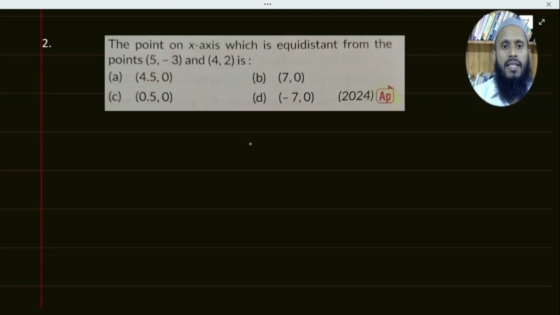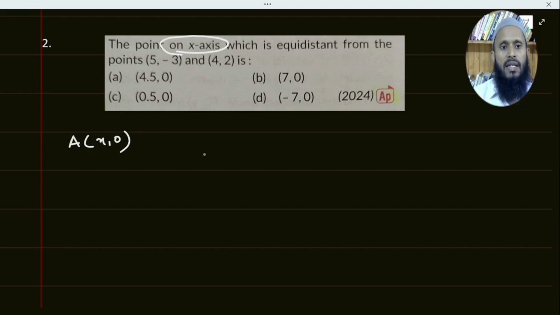The point on x-axis which is equidistant from the points (5, -3) and (4, 2). Now they are asking us to find a point on x-axis. We know that any point on x-axis can be written in the form (x, 0). Why? Because for any point on x-axis, its y coordinate will be 0. Similarly, for any point on y-axis, its x coordinate will be 0.